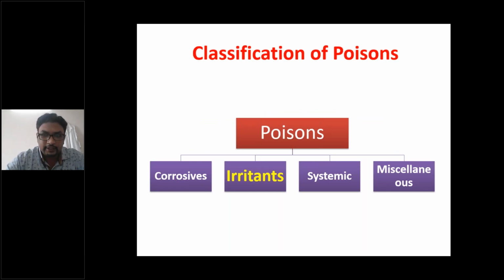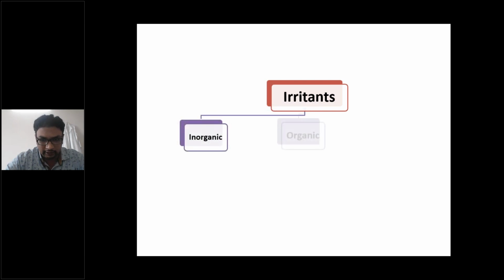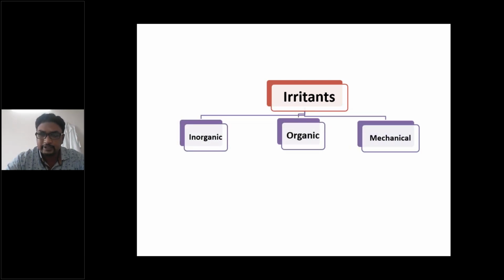So we know the classification of poisons. They are broadly divided into four: corrosives, irritants, systemic poisons, and miscellaneous poisons. Irritants are divided into organic, inorganic, and mechanical irritants. Inorganic irritants are again divided into metallic and non-metallic.